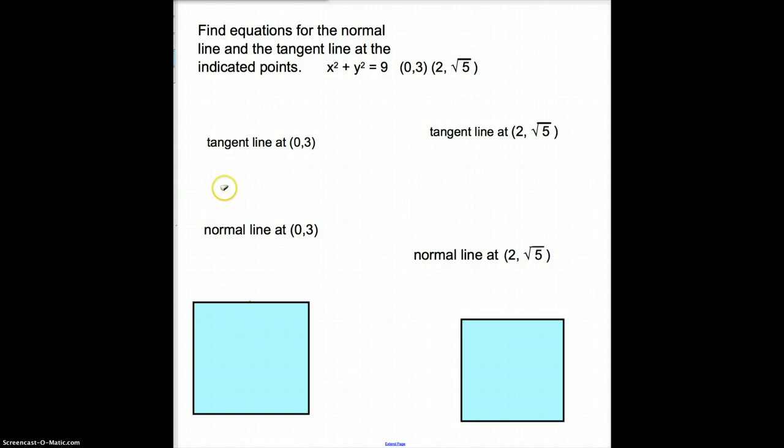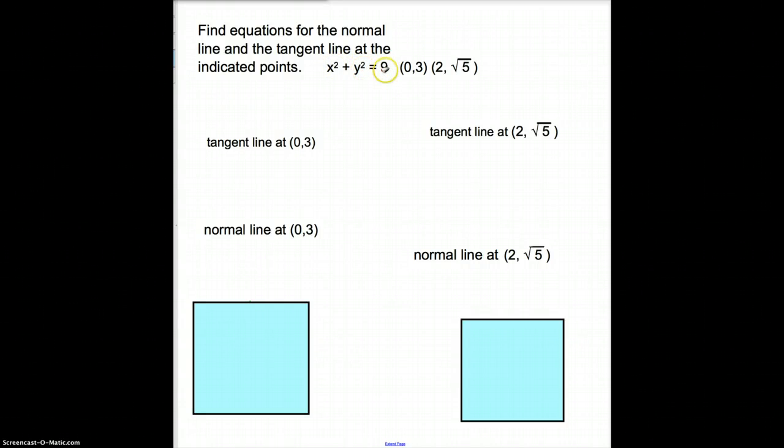So on the left here, we're going to do the tangent line and the normal line at (0, 3). And over here, we're going to do the tangent line and the normal line at (2, square root of 5). I don't know if people recognize this, but that is the equation of a circle. If you did conic sections in pre-calculus, there is no term with the x. It's not x minus something or x plus something. It's just x squared. So we know that the x value of the center of the circle is 0. And this is y minus nothing or y plus nothing, so the y value of the center is 0. So the center of this circle is at the origin (0, 0).